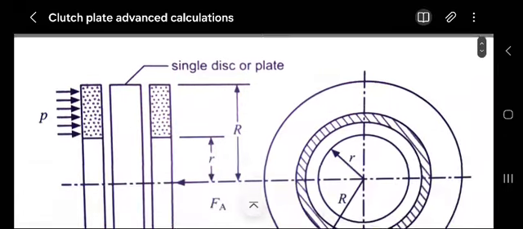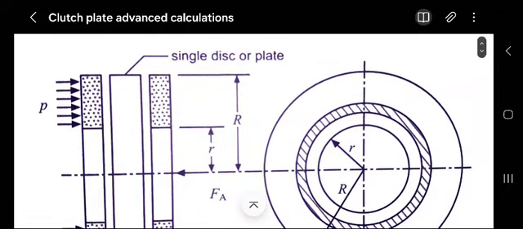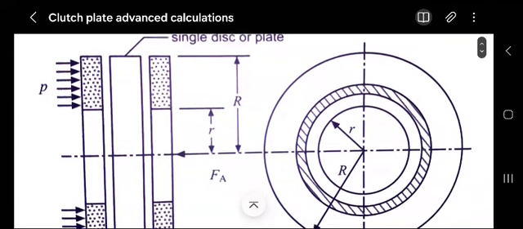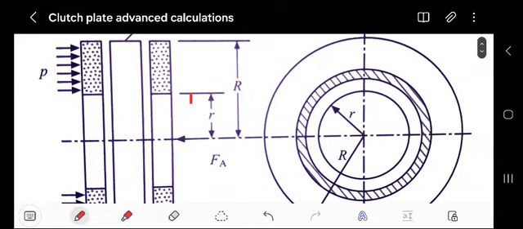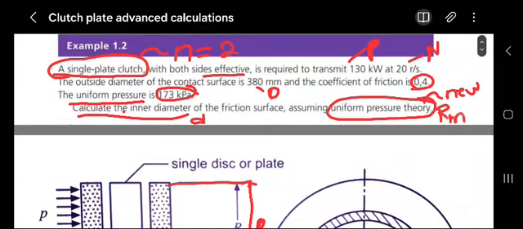So here it's our single plate, guys. Here it's our single plate clutch. As you can see, from here until there we have the small radius, from the top until the bottom. From there until here we have our big radius. So they said we should calculate the inner diameter.